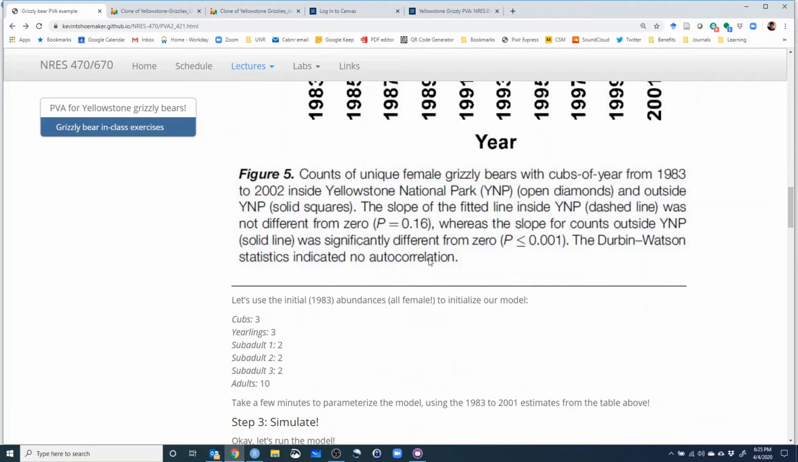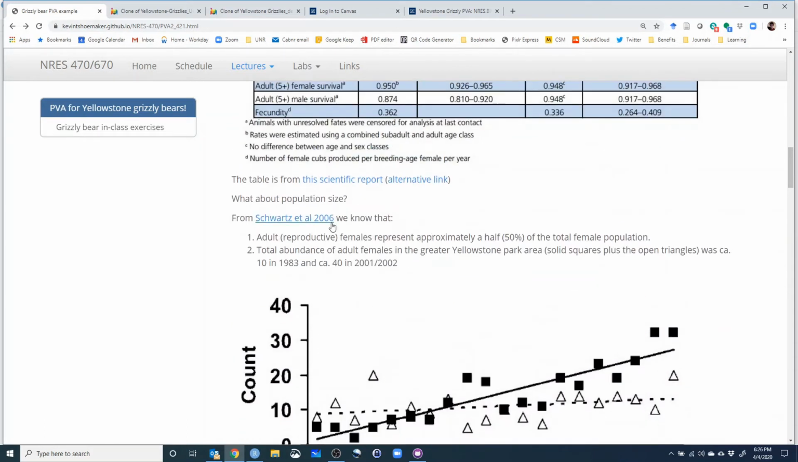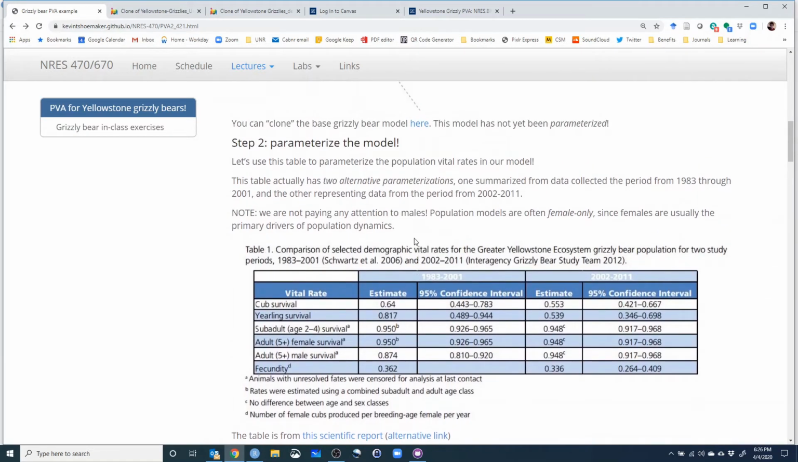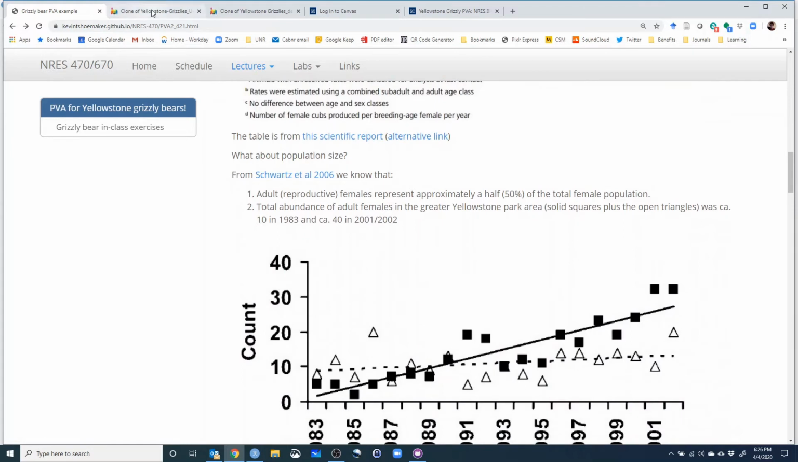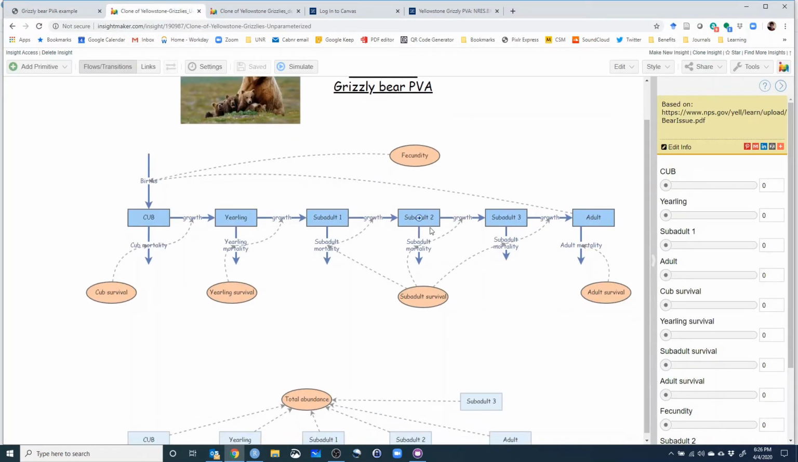Now, before we can actually do anything, we have to get our model. So scroll up to where it says you can clone the base Grizzly Bear model here, and let's move over to Insight Maker. So click on this link, and we are going to slide over into Insight Maker and parameterize this model. So do click on that link, and the link should look something like this. So you should see a grizzly bear model, and just note that the model is not parameterized yet.